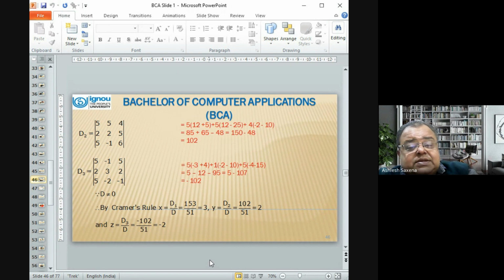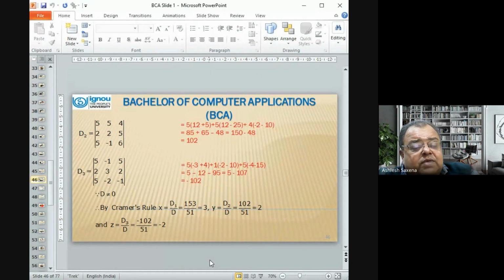We have got all the 4 values. That means x is equal to d1 by d, 153 by 51, which comes out to 3. y is equal to d2 by d, that is 102 by 51, which comes out to be 2. And z is d3 by d, which is minus 102 by 51, that is equal to minus 2. Now you have 3 values: x as 3, y as 2, and z as minus 2.